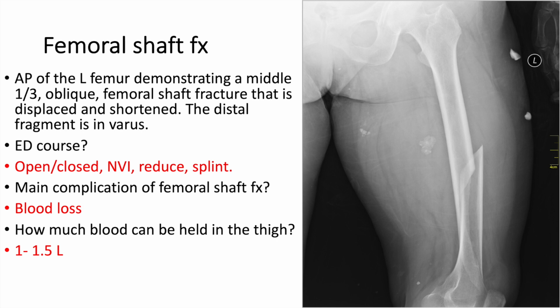I remember from an EM course I took a while back, the attending was saying that all the blood in the human body can fit in both thighs. So, a humongous compartment. Okay, so back to ortho. Why is this fracture in varus?